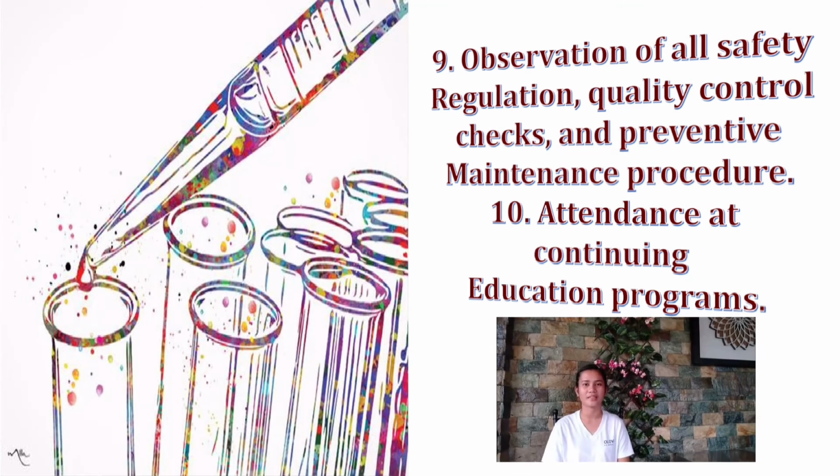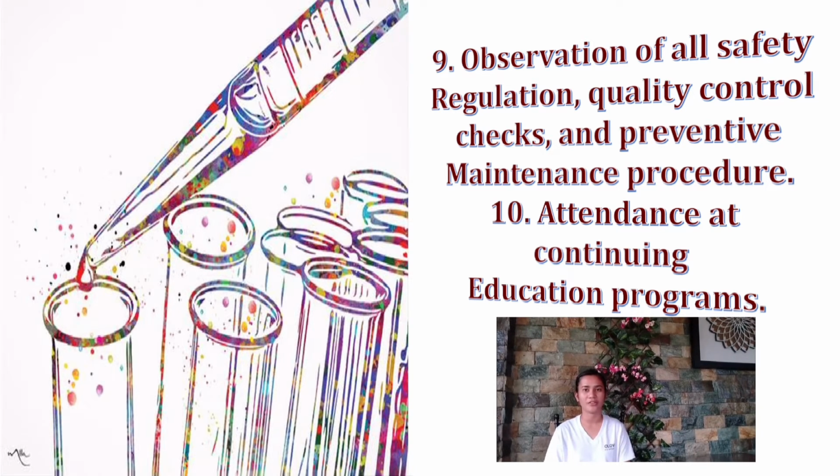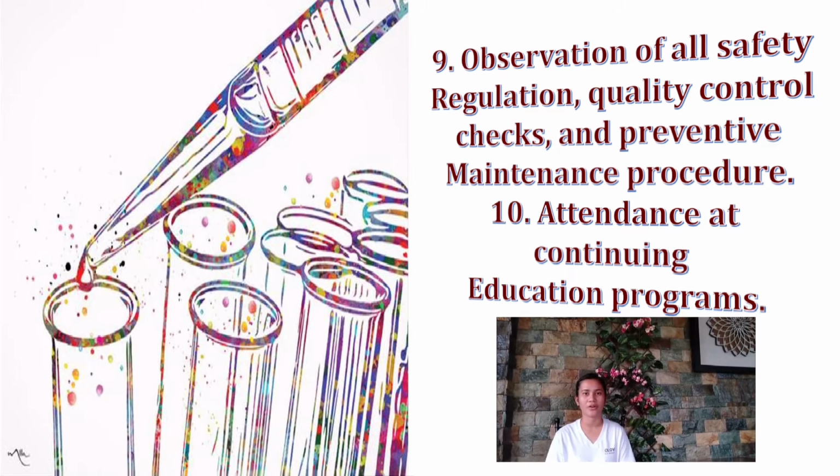I will be discussing the last two major traditional duties and responsibilities of the phlebotomist. First, observation of all safety regulations, quality control checks, and preventive maintenance procedures. As a phlebotomist, we must be familiar with a variety of roles and obligations, such as adhering to occupational safety laws because our occupation exposes us to a high risk of injuries caused by toxins, sharps, and other infectious materials. As phlebotomists, we must broaden our sights and ensure our own well-being when taking care of our patients.